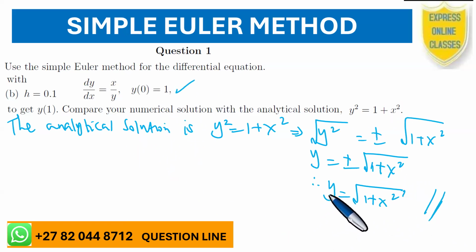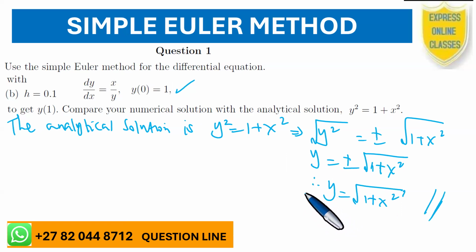y0 is positive. So if you use this one, y0, you get 1. But if you use the negative, y0 would not be 1. So obviously, from y squared we get plus or minus there. Okay, so this is what we're actually able to achieve.